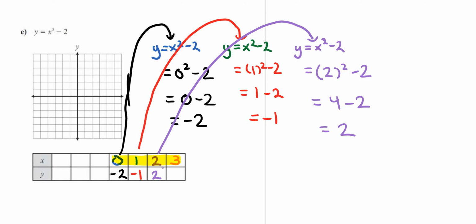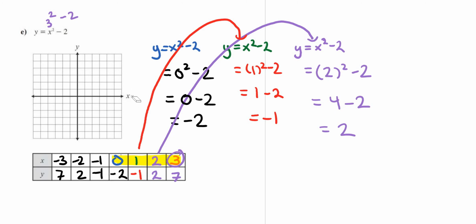When x is going to be 3, 3 squared is going to be 9, and 9 minus 2 is going to be 7. And then from there, you can just pick a few more values here, like -1, -2, and -3. And if I do that, I get positive 7, positive 2, and -1. All right, so go ahead and do your best to kind of complete that table there. And after that, you would want to plot the points.